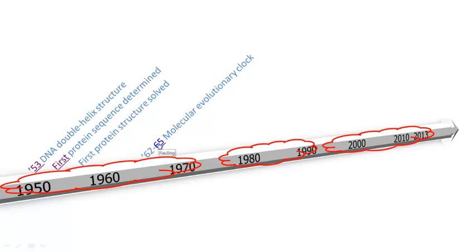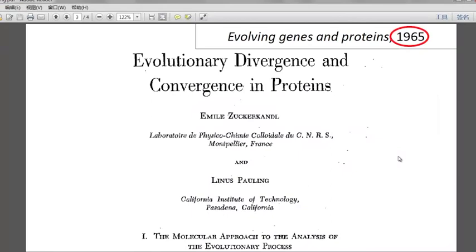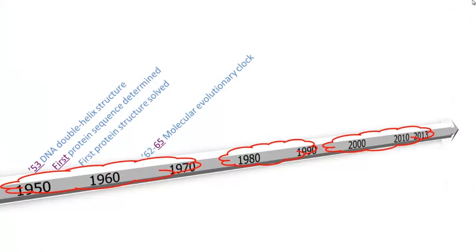In 1965, they published a 70-page long seminal paper entitled Evolutionary Divergence and Convergence in Proteins, and proposed the concept of molecular clock. This, together with other works such as the neutral theory and the near-neutral theory by Kimura and Ota, greatly advanced molecular evolutionary biology.